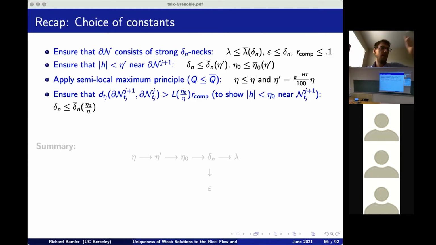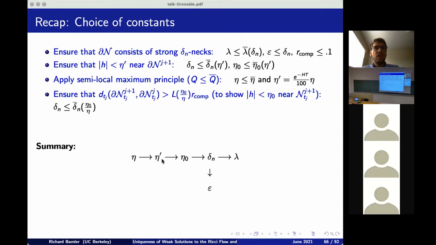If we see a sphere of size 2 times r comp and a sphere of size r comp, then there has to be a very large distance between them. Remember, the scale here is 2 times r comp, while the scale here is r comp. So if this is somewhere in the middle of a delta n neck, then this distance has to be very large depending on delta n. Right? So we have to make delta n less or equal to some constant depending on eta naught divided by eta. All right, so let's summarize some of the dependence.